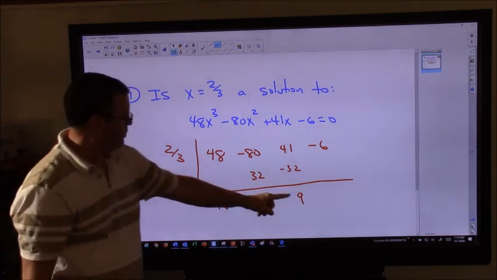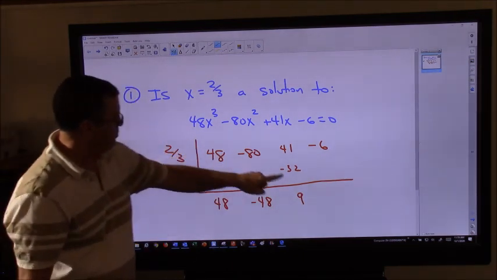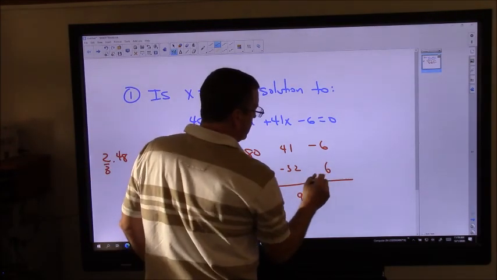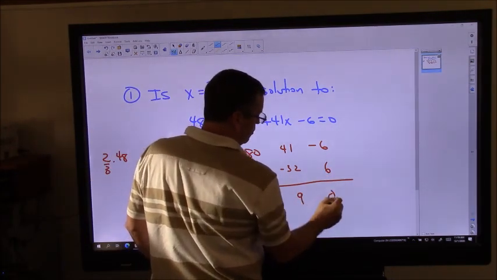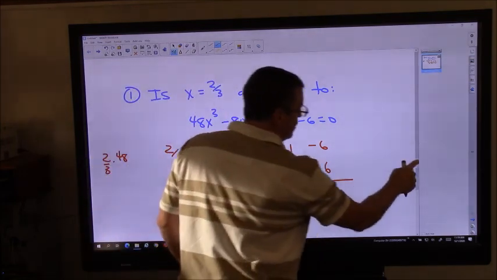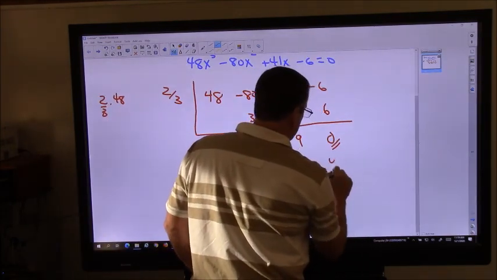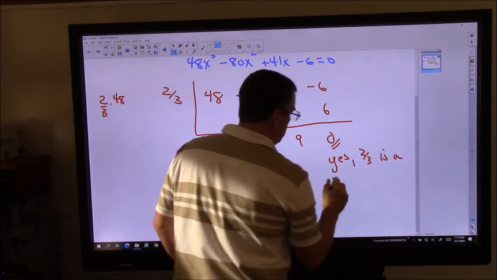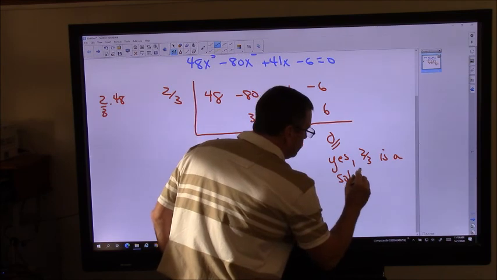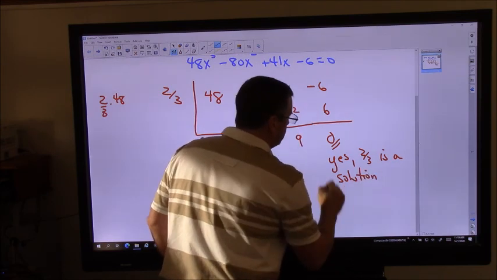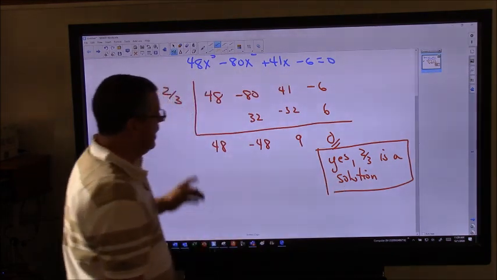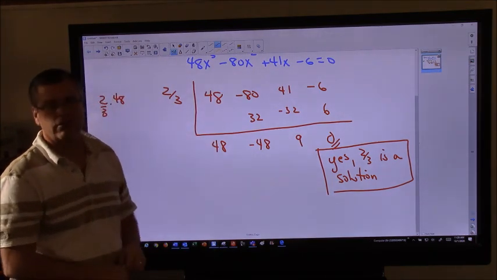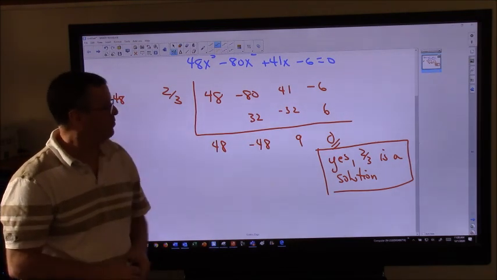If I do 2/3 times this, I'll do 2 times 9 and get 18. 18 divided by 3 is 6, and those add up to 0. So, yes, 2/3 is a solution. Okay? They didn't ask us what's the answer to the division problem. They just said, is that a solution? And yes, it is, because we got 0 as a remainder.